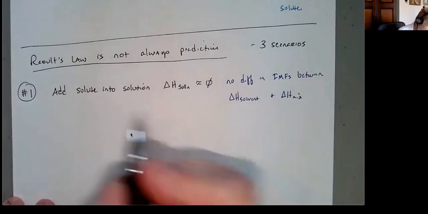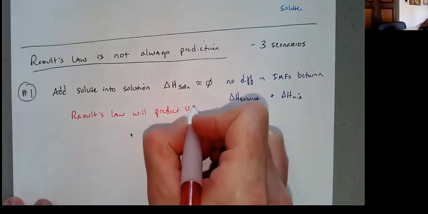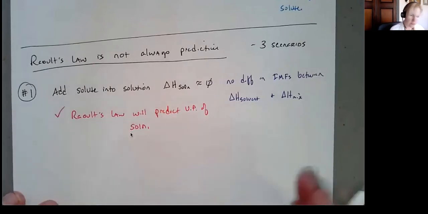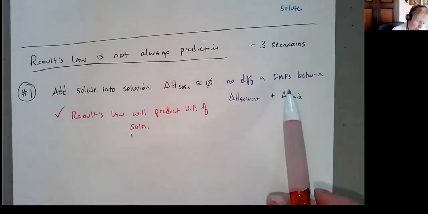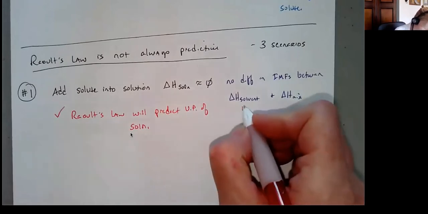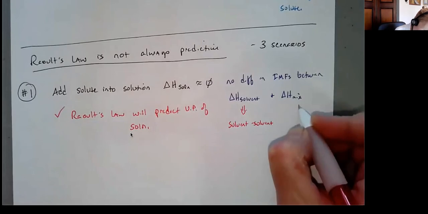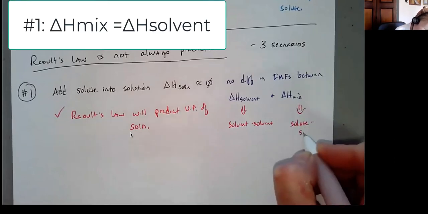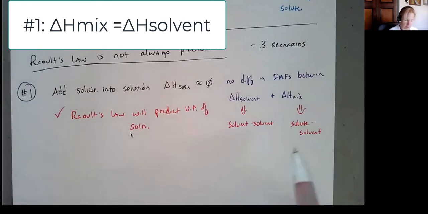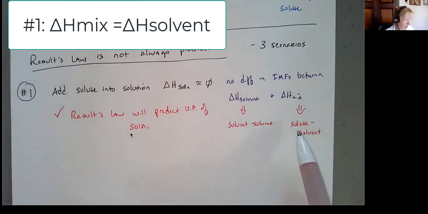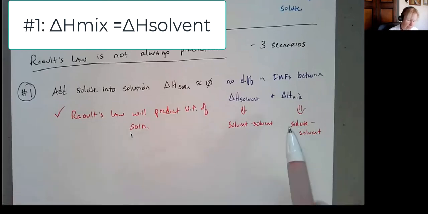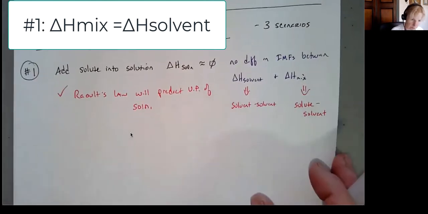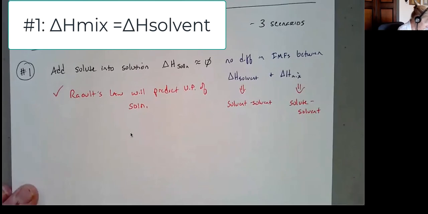In this case, Raoult's law is predictive. We'll predict the vapor pressure of that solution. So I can use Raoult's law here, if I have no difference in intermolecular forces between solvent-solvent, and solute-solvent, meaning that it's going to behave very similarly. The solute is going to affect the vapor pressure in those 2 ways, where it's going to sterically hinder the water molecules or the solvent molecules from moving to the gas phase, and it's going to appreciably keep the solvent molecules in solution because of the intermolecular forces that are being formed. Okay, so that's scenario number 1.